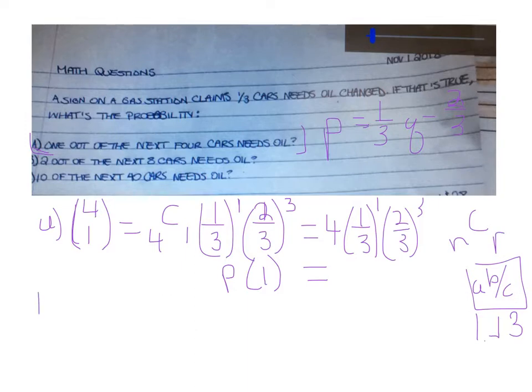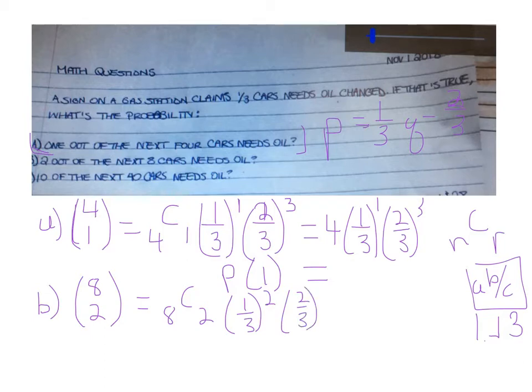The same idea, and I won't have to go through all the steps, I'm sure, for the other two because they're very similar. For part B, it says 2 out of the next 8 cars. Now, I know that really breaks down to 1 out of 4, but we have to do it as 2 out of 8. And so, again, I'll just rewrite it in the choose form. This time, we want 1/3 to the 2. And then the rest of them will have a probability of 2/3 of not needing an oil change. There should be 6 of those, okay?